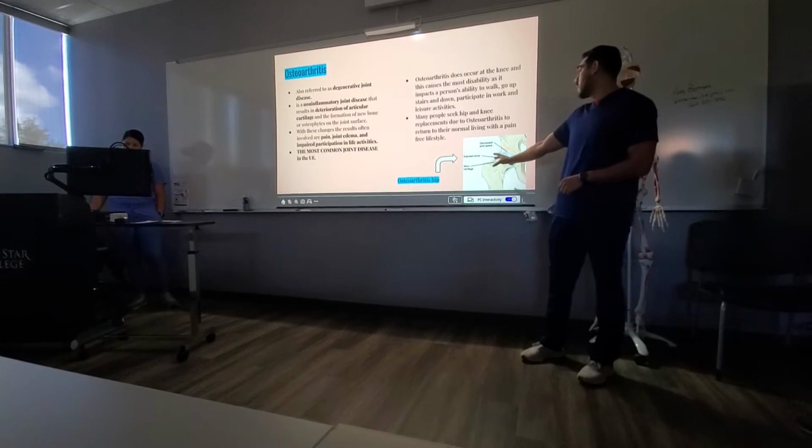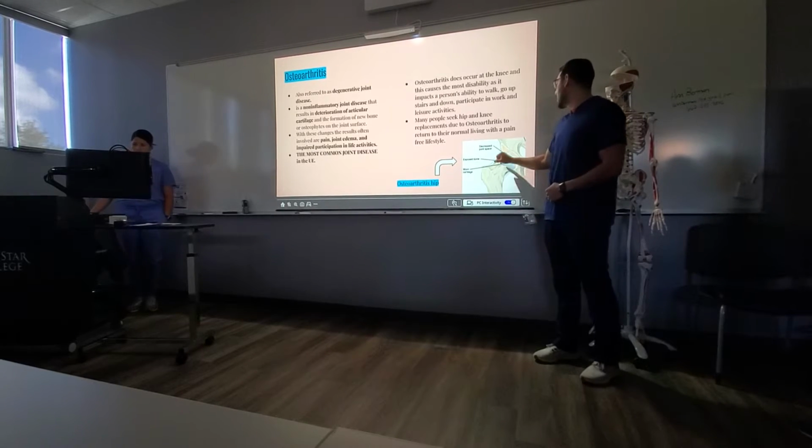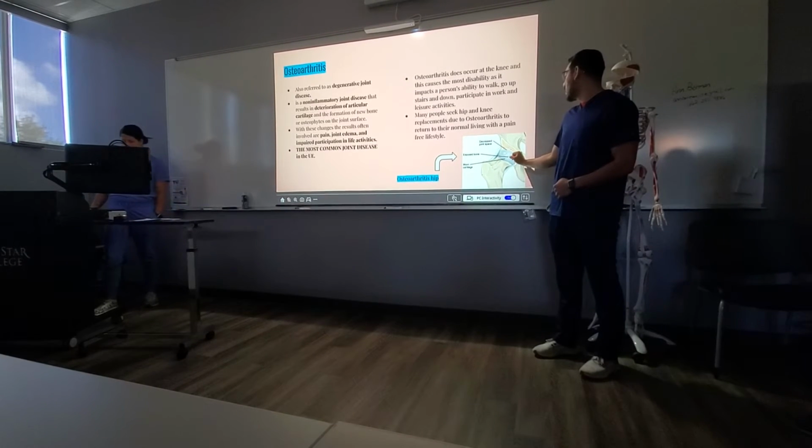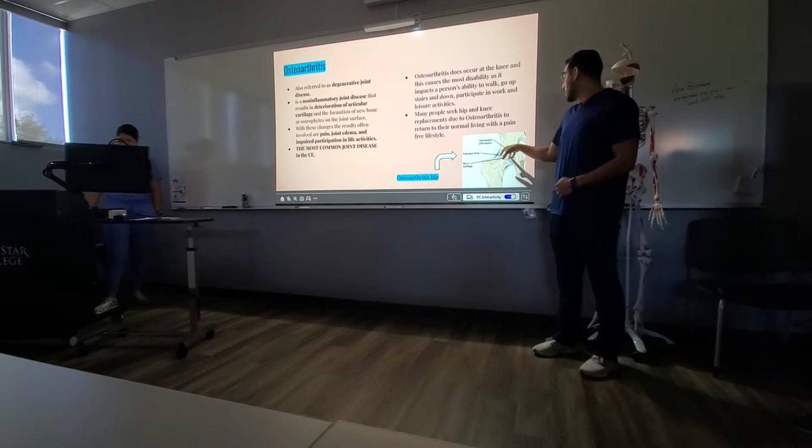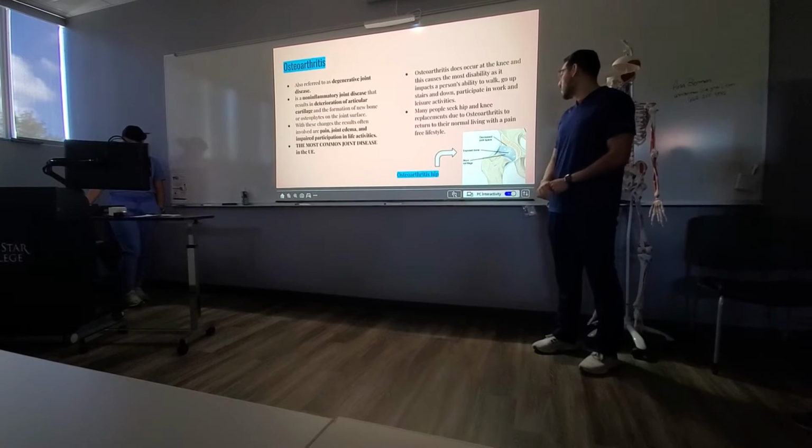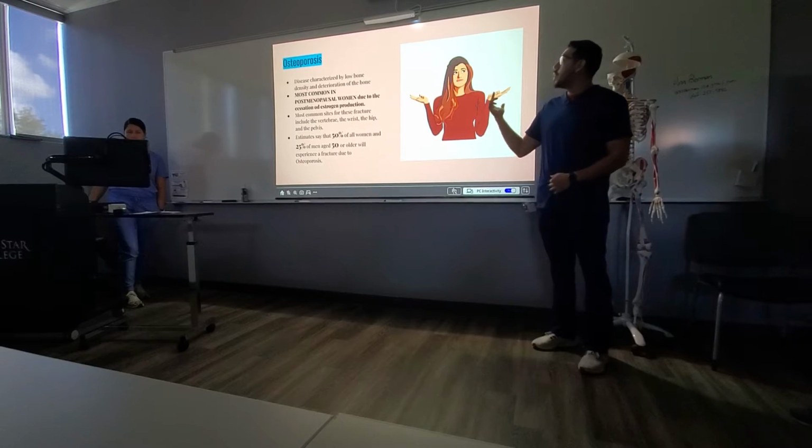And as you can see here, we have osteoarthritis of the hip. You have the decreased joint space around that bone, and then we have the exposed bone with the worn cartilage around it. Now we have osteoporosis.